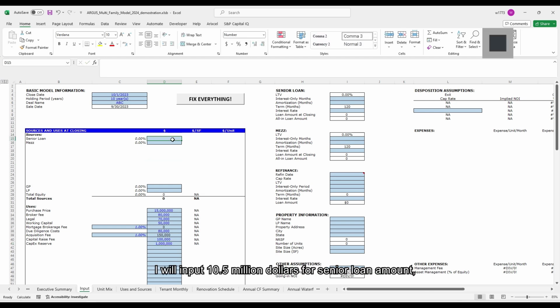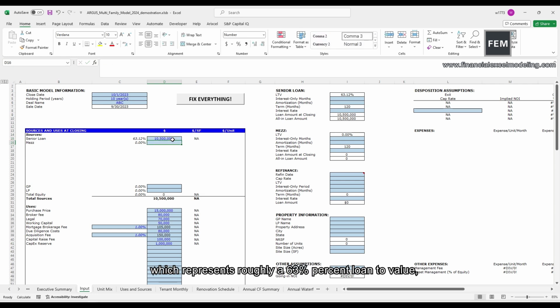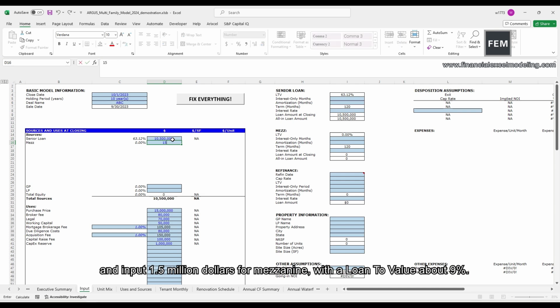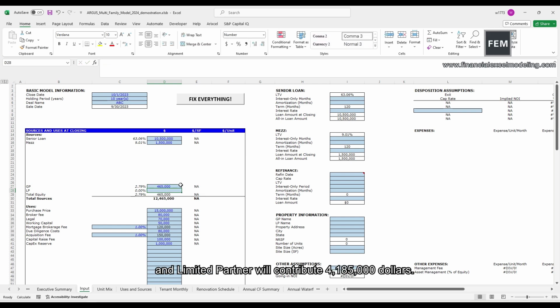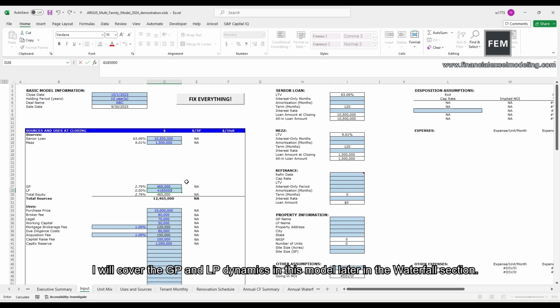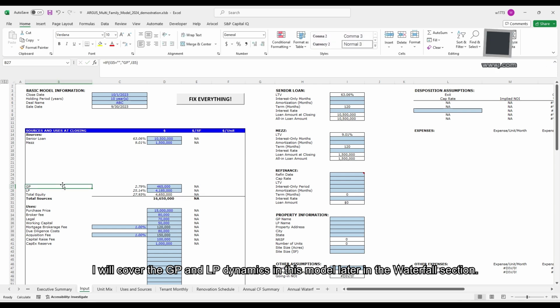I will input $10.5 million for senior loan amount, which represents roughly a 63% loan to value, and input $1.5 million for mezzanine, with a loan to value of about 9%. General partner will put $465,000 in this deal, and limited partner will contribute $4,185,000. I will cover the GP and LP dynamics in this model later in the waterfall section.